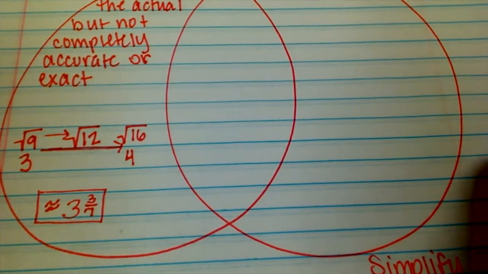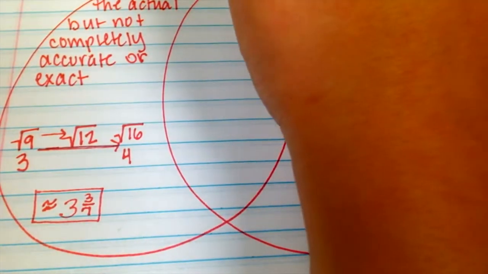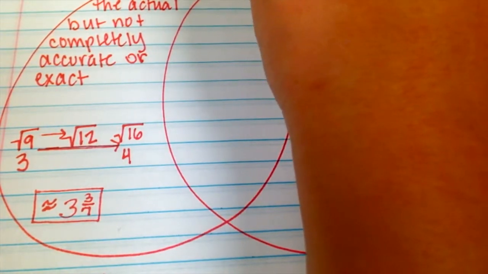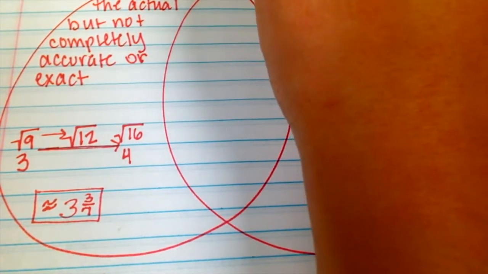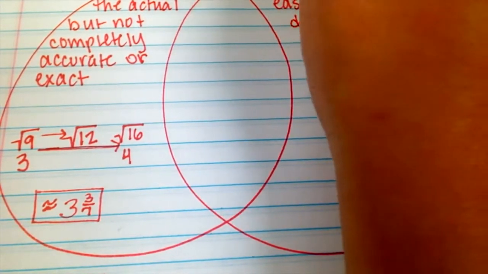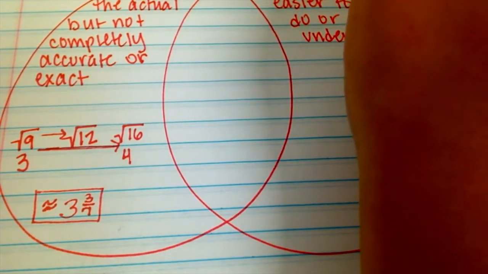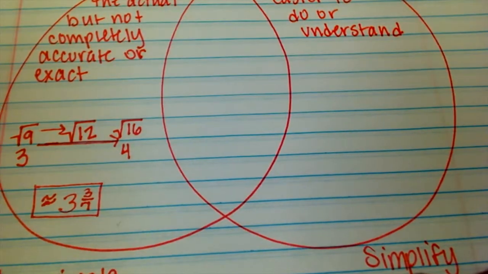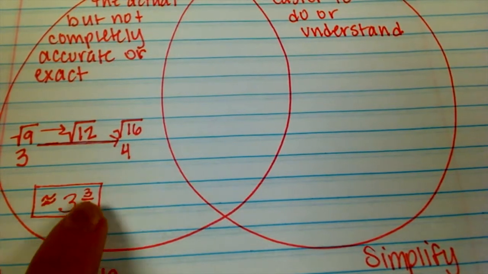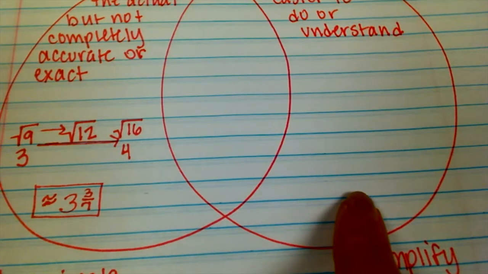All right, let's look at the definition of simplify. It is to make easier to do or understand. So again, we're going to work with the square root of 12. The square root of 12's value has not changed from when it was over here, but you will see we will get a different answer.